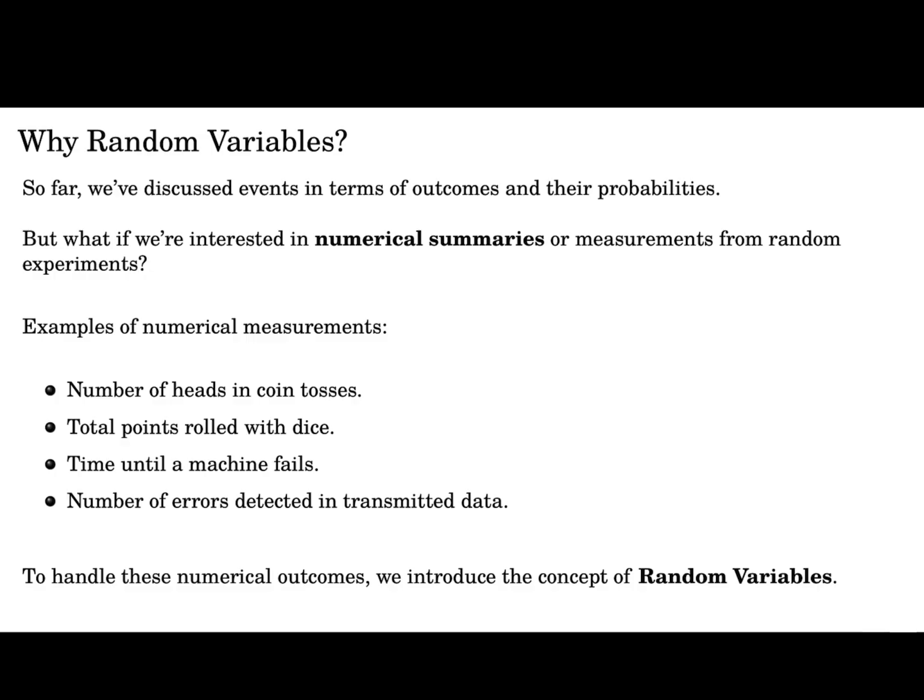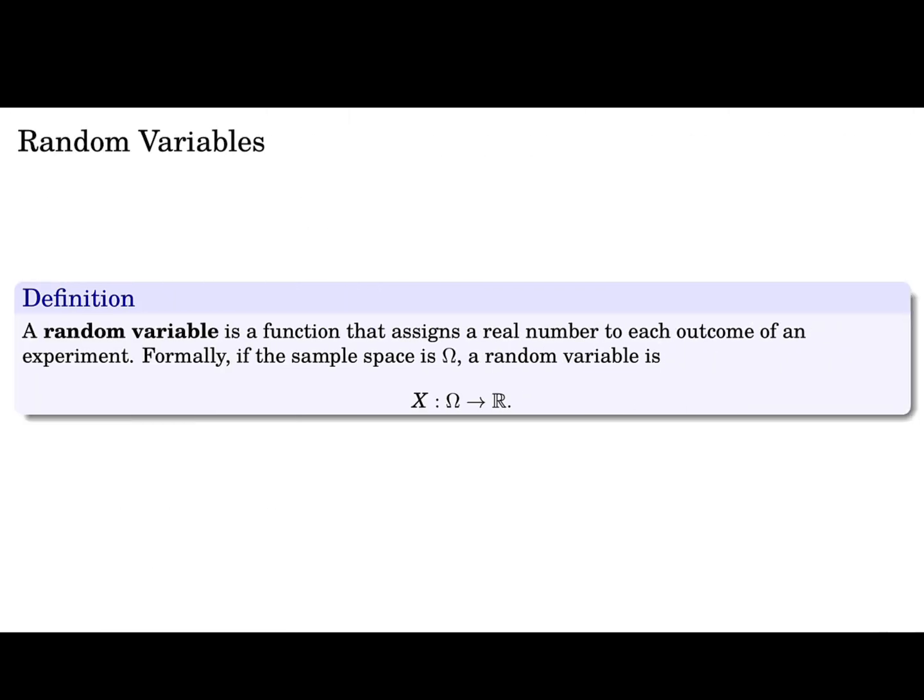So essentially, a random variable turns the outcome of a random experiment into a number, right? Here is the formal definition. A random variable is a function from the sample space to the real numbers. So if the sample space is this big omega here, then a random variable is just a function that goes from the sample space into R.